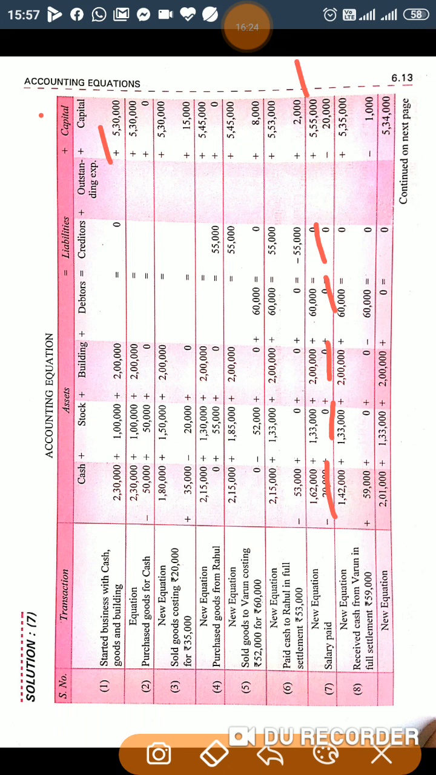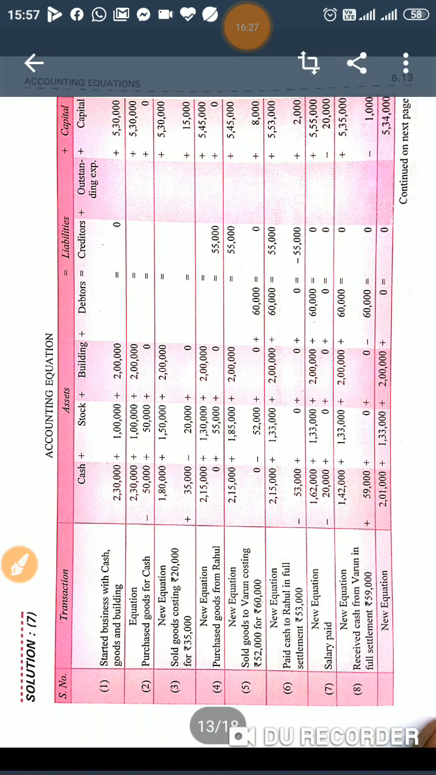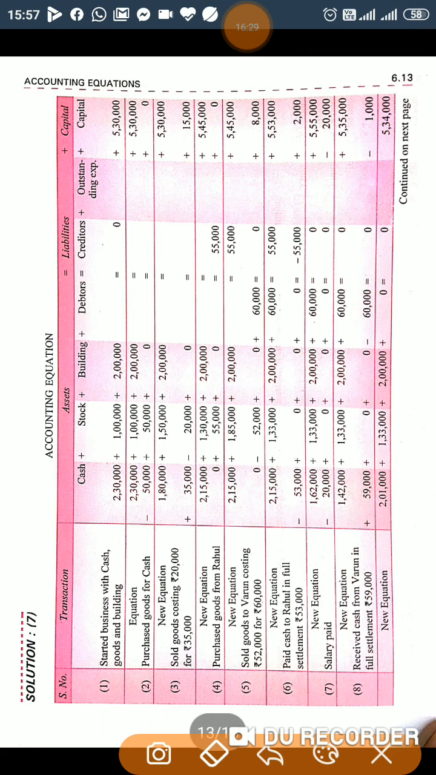Now next transaction is salary paid. Salary paid means cash is involved, cash is decreased by 20,000, and at the same time the salary expense should be deducted from the capital, minus 20,000. Now the new equation is cash 1,42,000, plus 1,33,000 as stock, building 2 lakh, plus debtors 60,000, creditors nil, outstanding nil, and capital becomes 1,35,000.